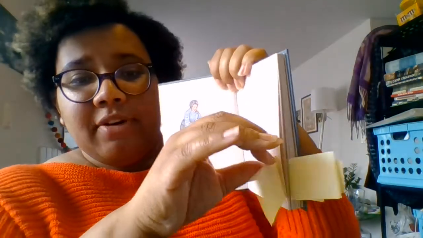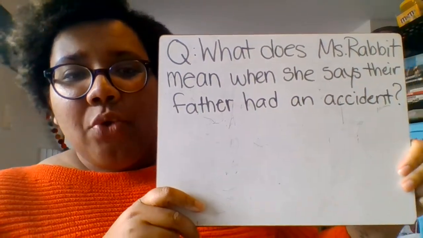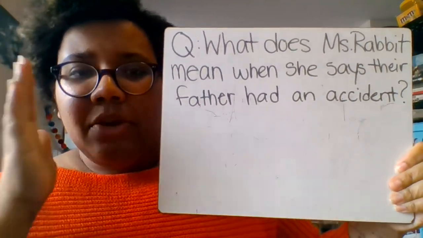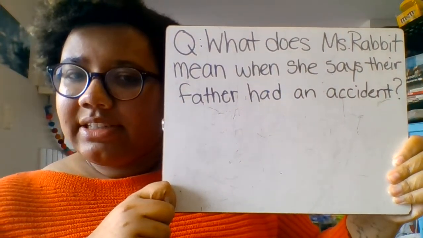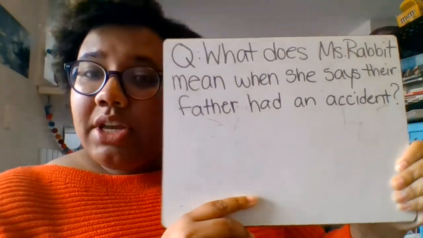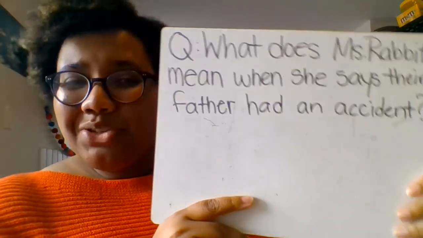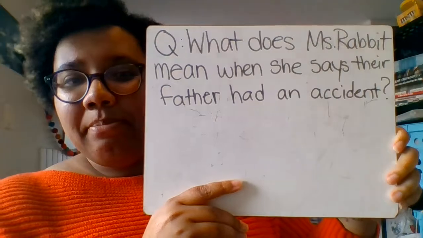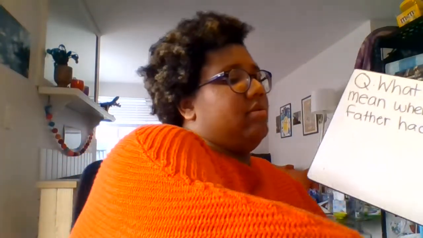All right, we've come to our first stopping point. So, this week I have whiteboards. So, my question is, what does Miss McGregor mean when she says that their father had an accident? So, you can pause me, or you can say it out loud, or you can write it down. So, what do you think Miss Rabbit means? All right, gotta keep going.